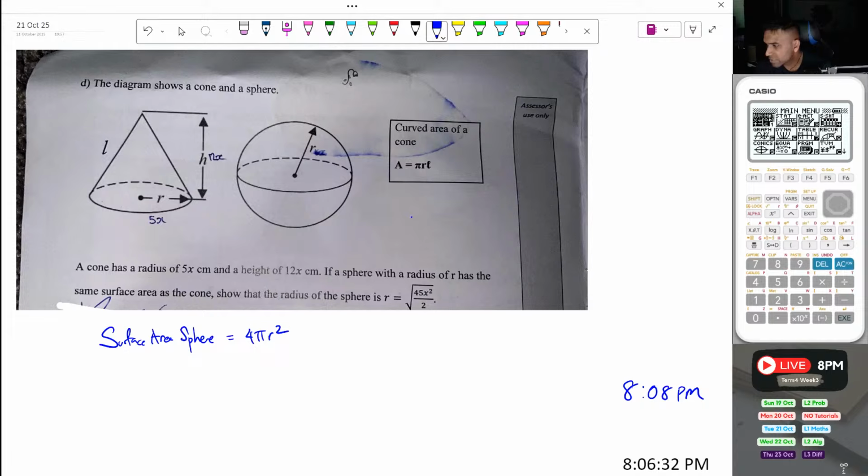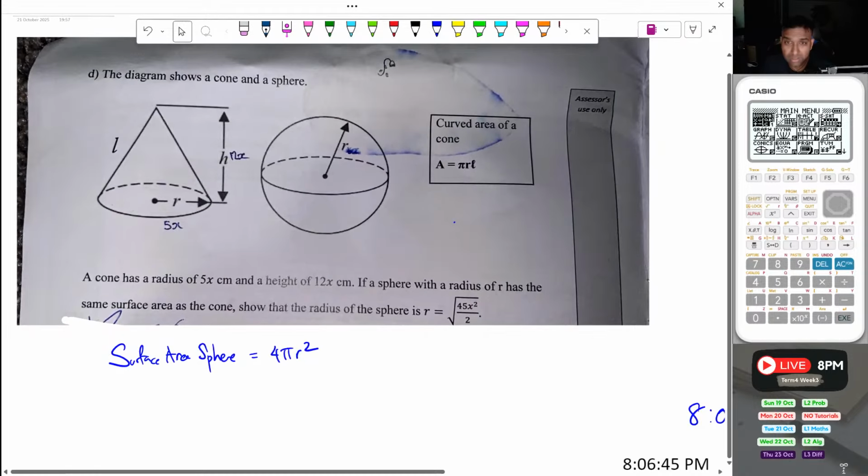Adyayan, formula for surface area of cone is, remember, this is not the surface area of a cone. They've actually asked for curved area of a cone. So the curved area of a cone equation is given in the box.